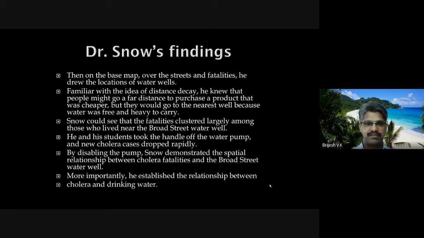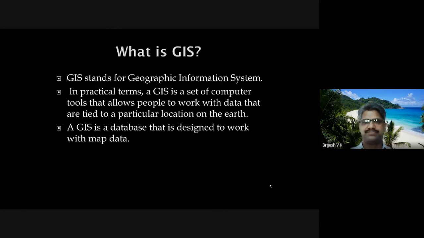Supply from that particular well. More importantly, he established the relationship between cholera and drinking water. At that time, people were not much aware of how a particular disease is being spread. This was clearly shown by Dr. Snow. So that is Snow's mapping, the first GIS or the manual GIS experience. It was in the year 1840. So that is a manual GIS.